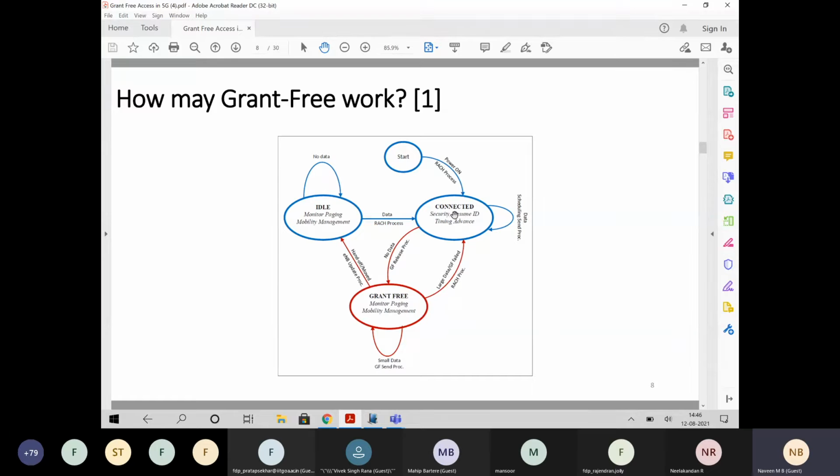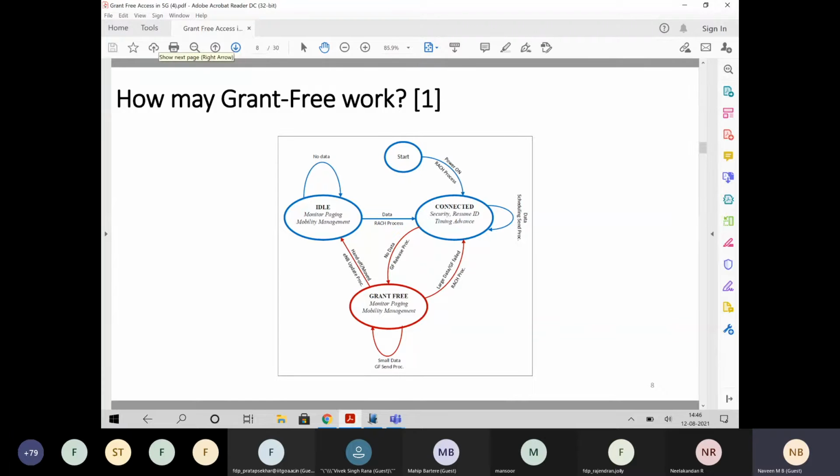Previously it was only idle to connected. If you had small data also, you should do whatever you did in the connected mode. Now people are saying, if you want, grant free is still optional, by the way. They have not made it mandatory. If you want, for small data, you can do it in a grant free manner. That's what this entire state diagram is conveying. Don't worry too much about the finer details here. All you need to worry about is this: if you have small data, keep doing grant free. If you have large data, go back to connected, the original method. That's all it's telling. So this new state got introduced in the 5G standards for grant free.